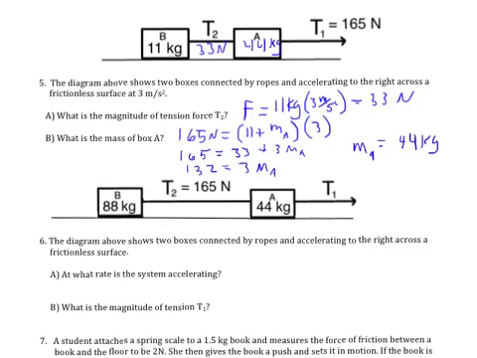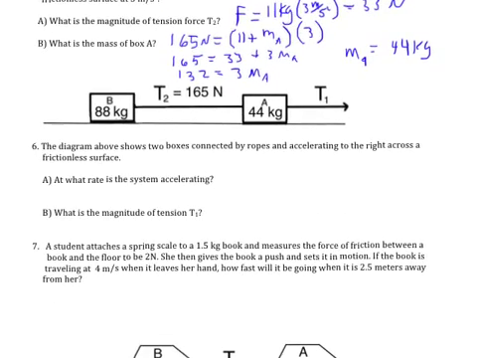So I'll put it here. Isn't this empowering? Okay, well let's try the next one. I love these double box problems. Alright, so here we go. I had two boxes connected by ropes accelerating across the frictionless surface. This time I don't know how fast it's accelerating, and that's what I'm supposed to find out. How fast is it accelerating?